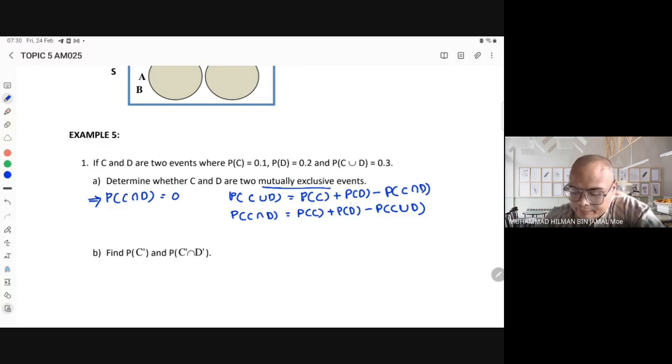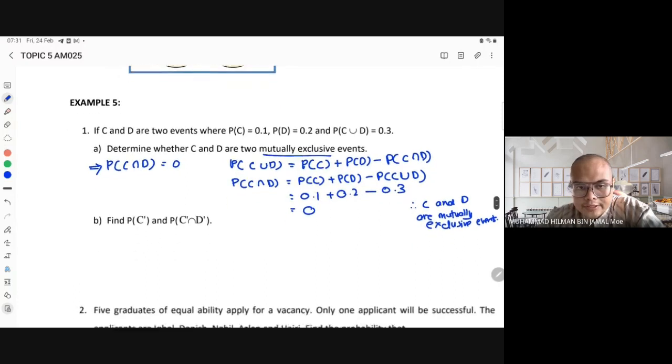Okay. So we move the union to the right, and this one to the left, because we want to show that it will be equal to 0. So P(C) is equal to 0.1, P(D) is equal to 0.2, and C union D is equal to 0.3. So we will get zero. So we can determine, we have proved that C and D are mutually exclusive events. Okay, so it is a mutually exclusive event.